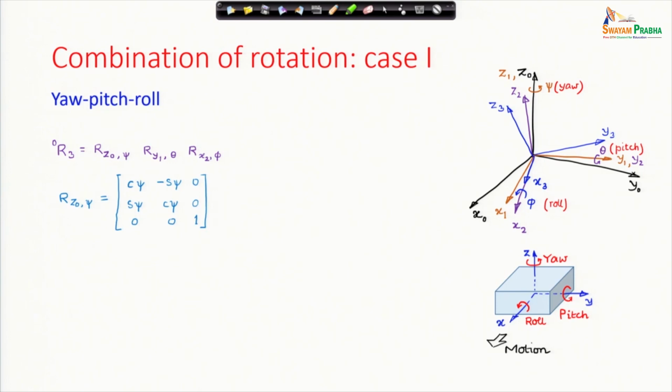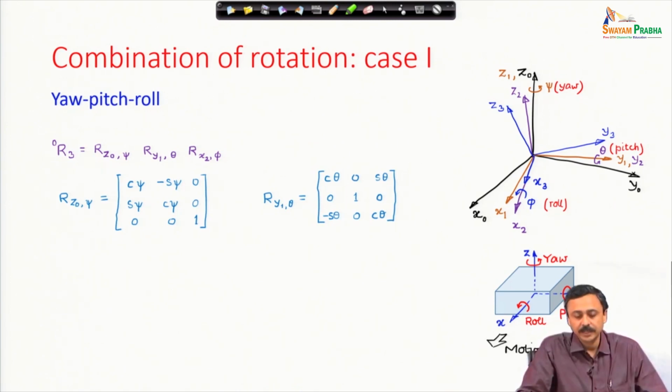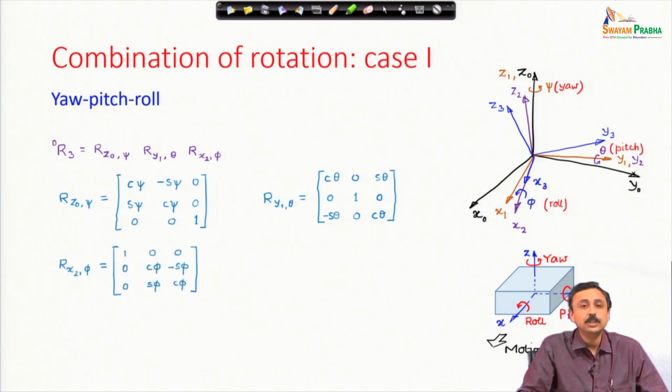Rotation about z naught by an angle psi. Now, I am not going to discuss each one individually, because we have already looked at the representation and you have learned how to write down these matrices. Therefore, I will skip the construction you already understand. First is the yaw rotation about z naught, second is the pitch rotation about y 1, which remains the same as a rotation about the y axis, and the third is the rotation about the x axis, which is actually x 2, by an angle phi.